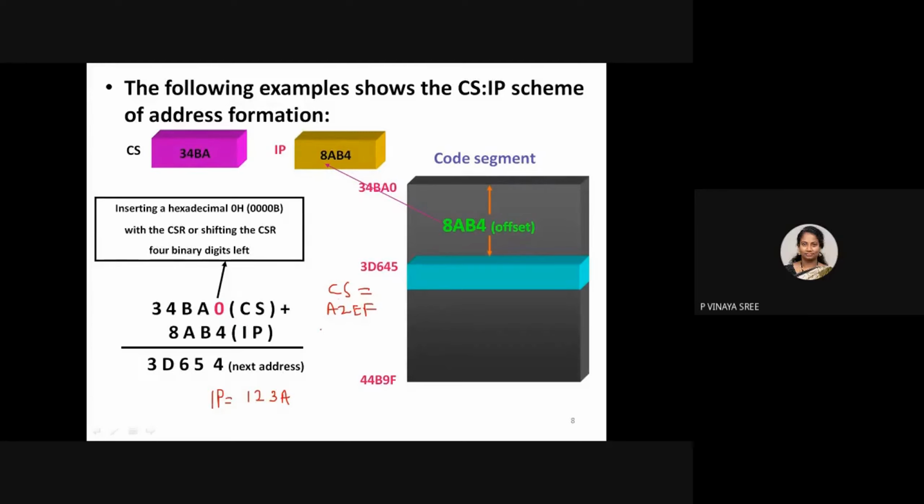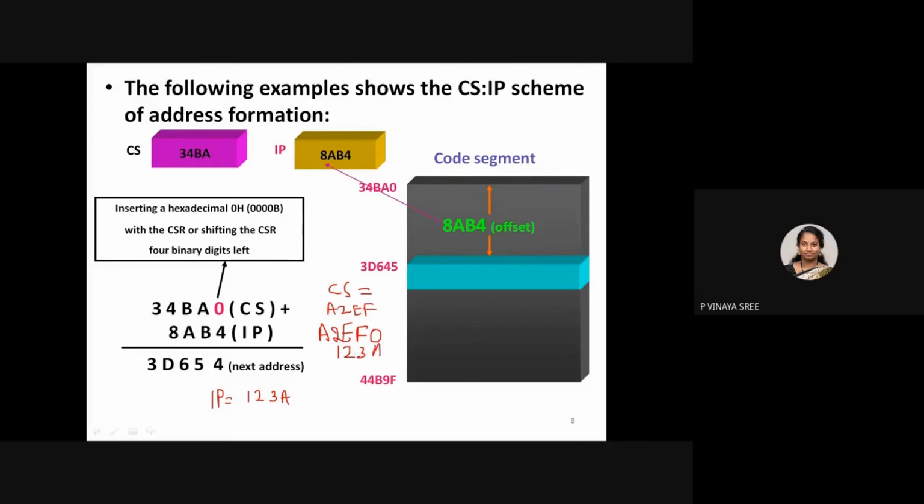After doing the left shift operation on the code segment four times, you will be getting A2EF0. Someone answered A412A. Why will you get 6 in the least significant bit? See here, the code segment is A2EF, and when you do a left shift operation, that is nothing but multiplying it by 10, so you get 0. And the IP, the offset register, we need to add to get the physical address.